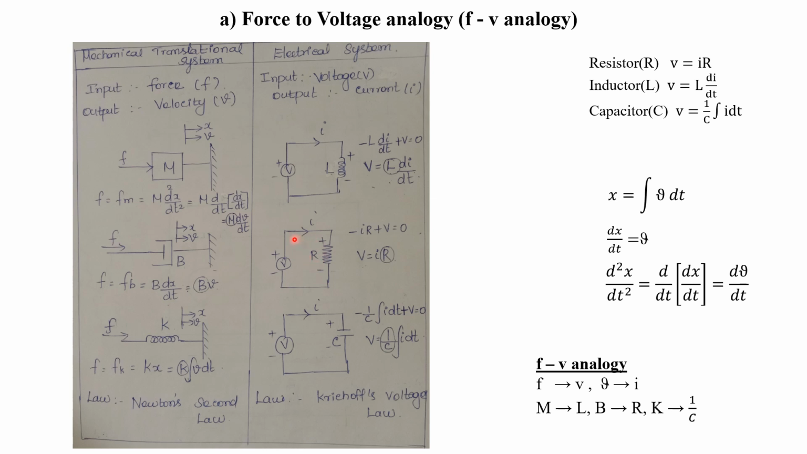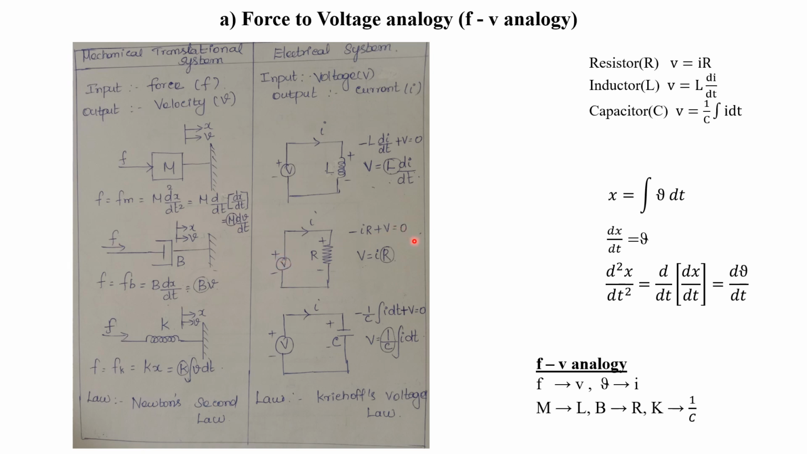If we start from here and go through this path, plus to minus, it will be minus, that is minus I into R. I into R is nothing but the voltage drop across the resistor R. Now if we go like this, it will be minus to plus, which will be plus. The voltage rise is plus V. So here the voltage will be V, and that is equal to 0.